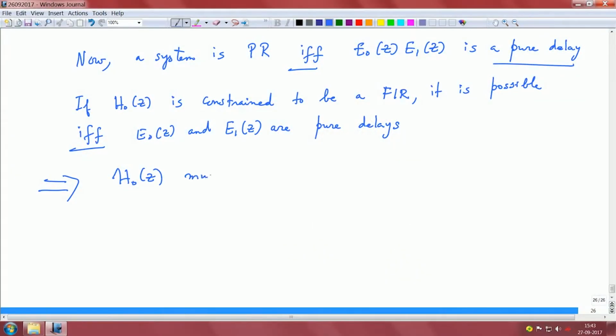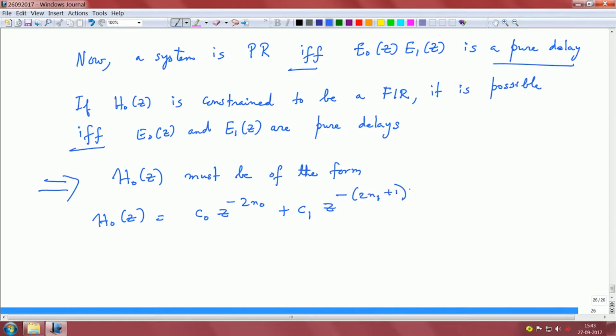right. So, therefore, this implies that H naught of z must be of the form H naught of z equals some C naught z power minus 2 n naught plus C1 times z power minus 2 n1 plus 1, where n0 and n1 are just some integers, right. So, we have given the broad form here, it can be even or it can be odd.